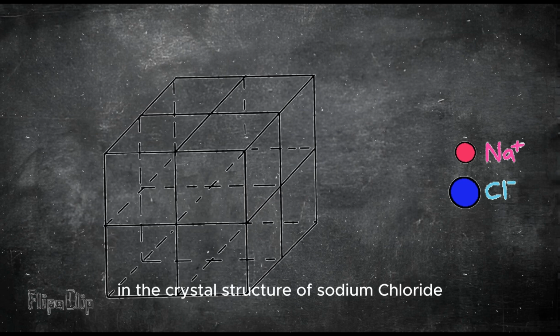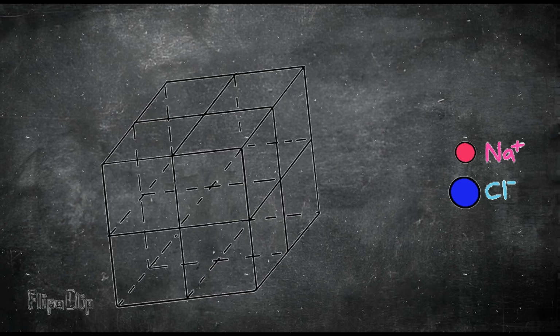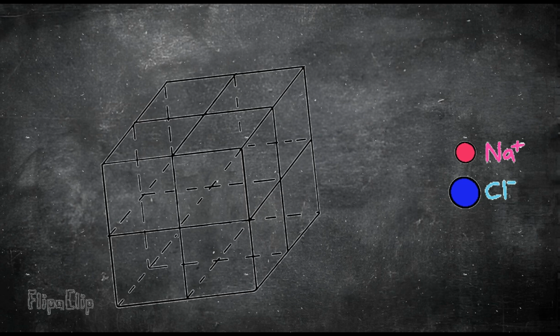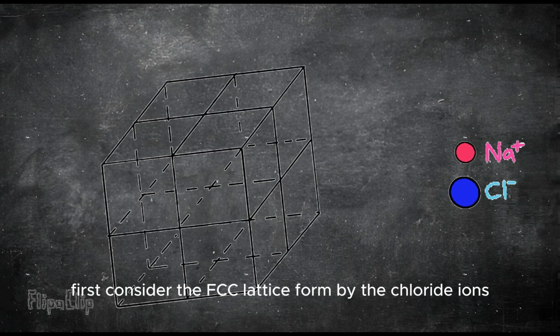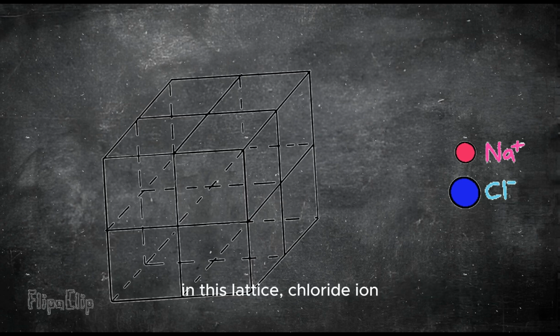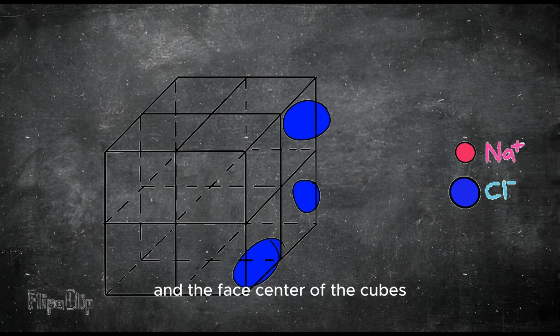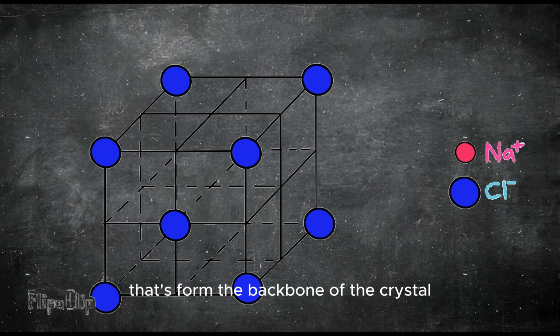In the crystal structure of sodium chloride, the arrangement of ions is highly organized and symmetrical. So, let's dive deeper into this configuration. First, consider the FCC lattice formed by the chloride ions. In this lattice, chloride ions are positioned at the corners and the face centers of the cubes. This creates a highly stable and symmetrical structure that forms the backbone of the crystal.